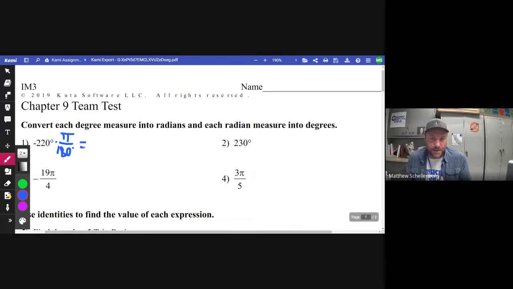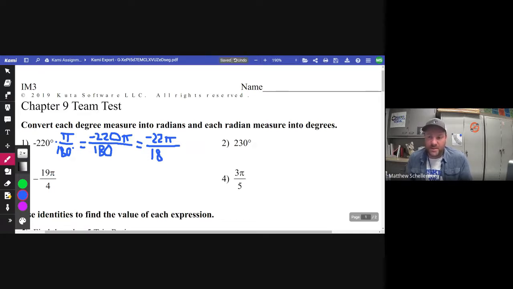So this ends up being minus 220 pi over 180. And that could be a little bit difficult to simplify. So what I recommend is maybe you don't simplify the whole thing at once. Maybe you just try to take out what you can. For example, I can see that both numbers are divisible by 10. So I know that this is minus 22 pi over 18, because if I just divide top and bottom by 10, I would get negative 22 pi over 18.